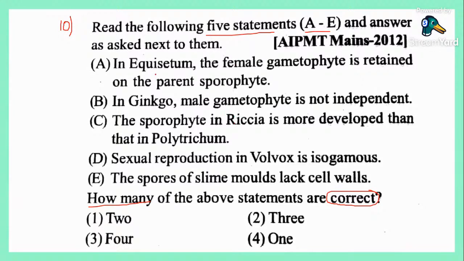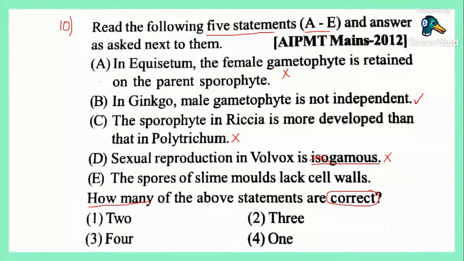So, statement A: in Equisetum, the female gametophyte is retained on the parent sporophyte. It is a wrong statement. Next, in Ginkgo, the male gametophyte is not independent. That is a correct one. Third statement, the sporophyte in Riccia is more developed than in Polytrichum. No. Sexual reproduction in Volvox is isogamous. That's also wrong. Guys, tell me, the sexual reproduction in Volvox is what?